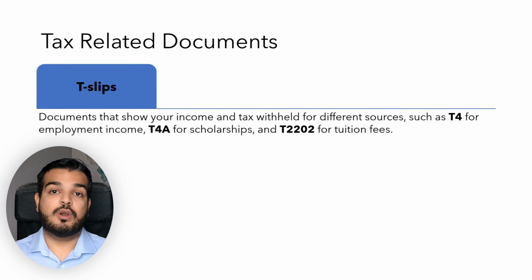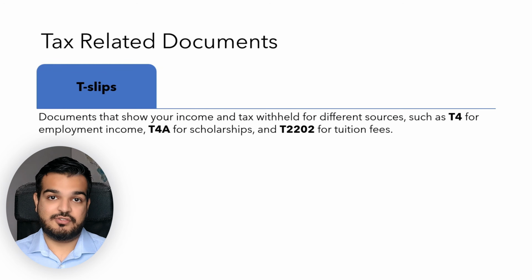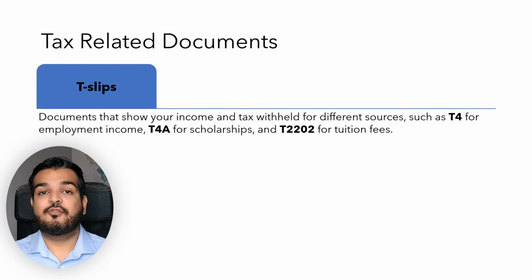For example, if you are working a full-time job, you're going to receive something called a T4. If you got a scholarship from your college or university, you're going to receive something called a T4A slip. And if you're a student, you're going to school and you're paying tuition for your school, whether it's full-time or part-time enrollment, you're going to receive something called a T2202 slip that shows you how many semesters or months you were in a semester and how much you paid for your tuition.